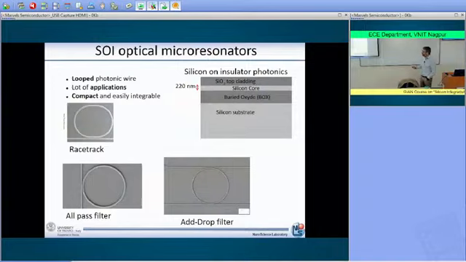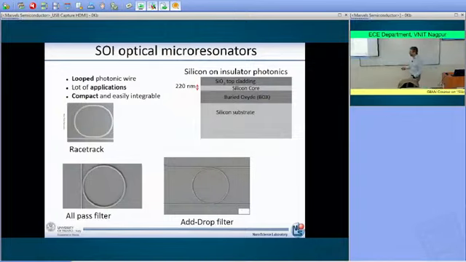Because we want to improve the coupling between what? Between the side waveguide. So what's happening? You see that here you have a waveguide that you place nearby the ring. And this waveguide here is called the bus waveguide because it is the waveguide that is used in order to input optical field inside the ring or to extract the optical field from the ring.